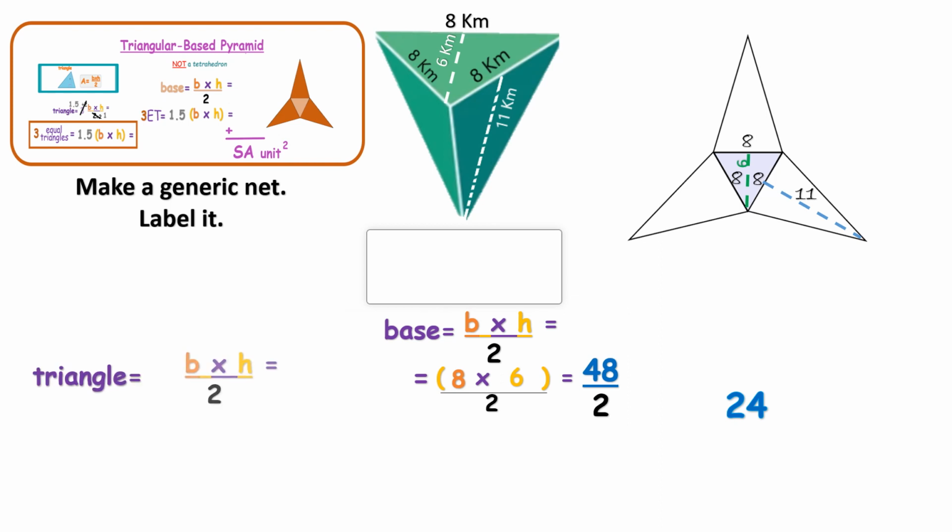Now, in my next equation, I want to remember that when I have a triangle of base times height divided by 2, and that there are 3 of them that are equal, I can go ahead and reduce that and use 1.5, right?